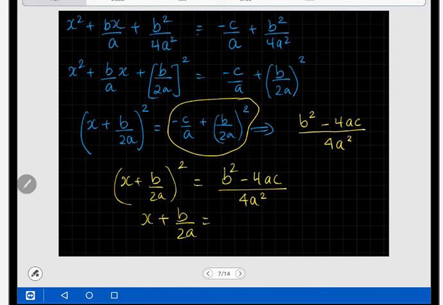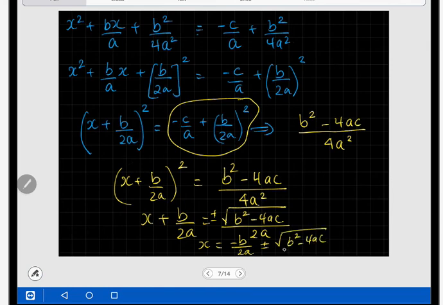It's going to be equal to plus or minus square root of b squared minus 4ac divided by 2a. All right, and x will be equal to what? We take this, we'll bring it to the other side. It will be minus b over 2a, right, plus or minus square root of b squared minus 4ac over 2a.